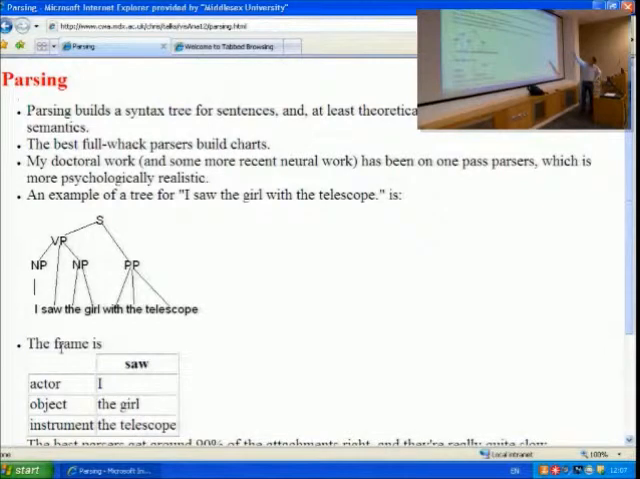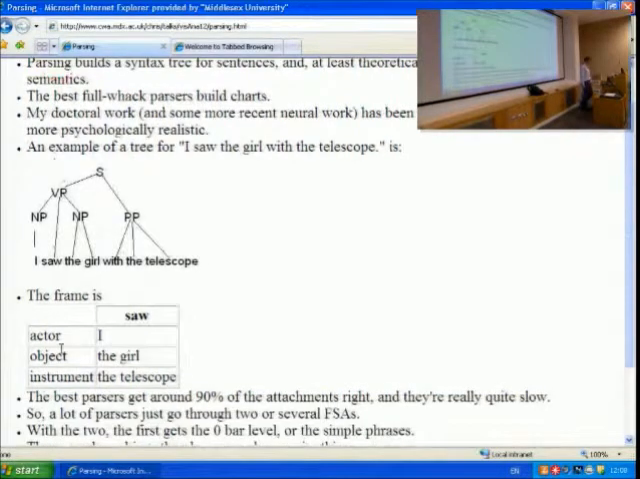Parsing builds a syntax tree for sentences and, at least theoretically, a case frame structure for semantics. What you care about in a sentence is not this tree, right? So here's my sentence: I saw the girl with the telescope. I use this one all the time. What you care about is this, the case frame. So the actor is I, the object is the girl, and the instrument is the telescope. So that's what a parser does. Now you've got those things. What you want your text extraction system to do is combine these across multiple sentences and come out with the information that you're interested in. That's really not that hard.